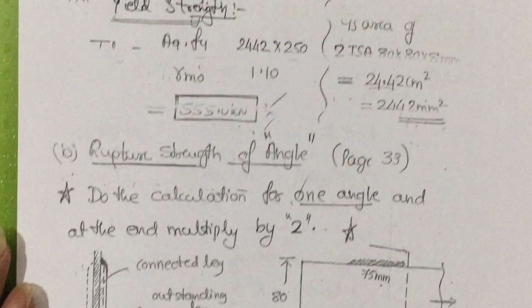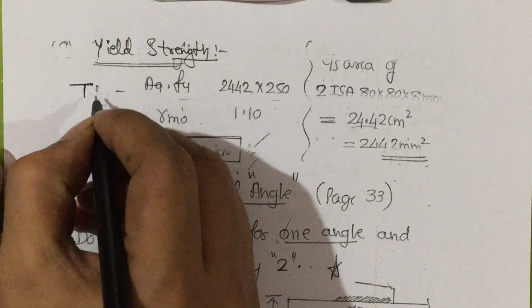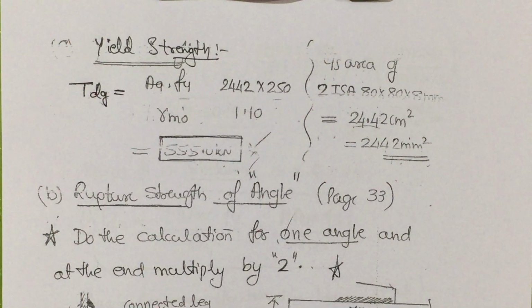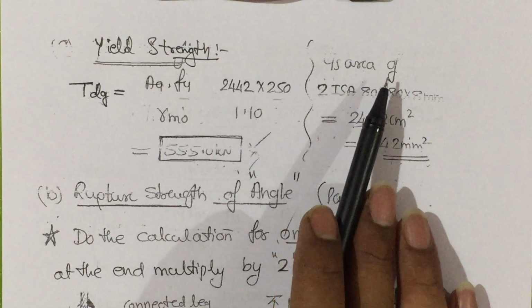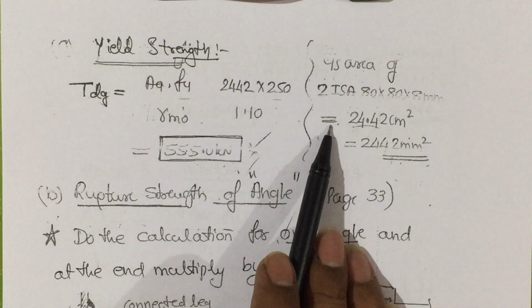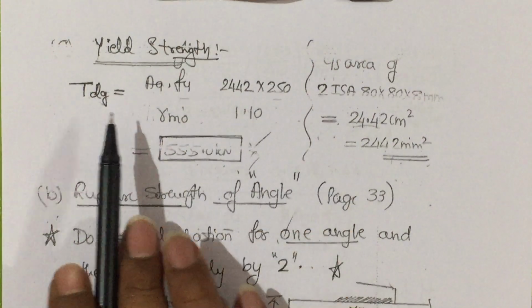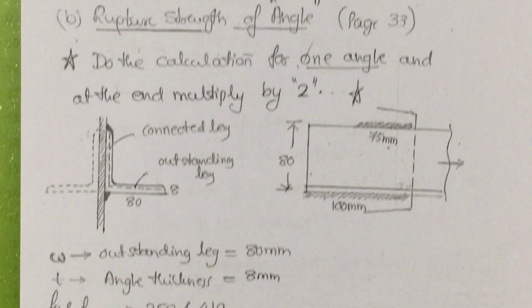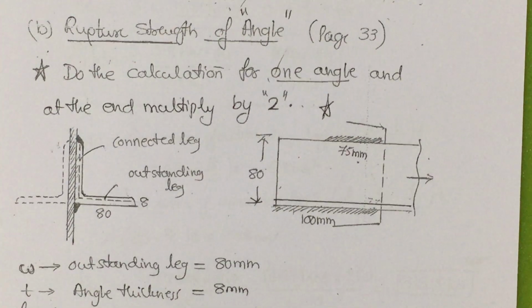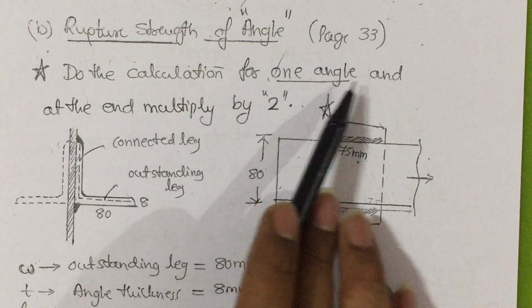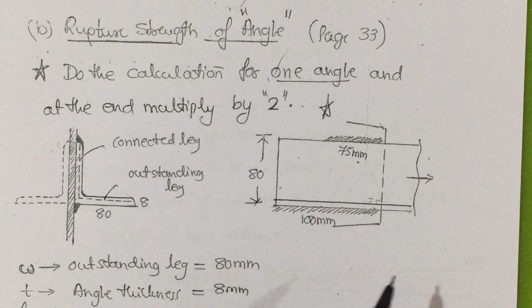First step, calculate the yield strength, that is TDG. Before going to that, for the given section 2 ISA 80 by 80 by 8 mm, note down the cross sectional area from the steel table. Then first step, calculate the yield strength TDG, then rupture strength. Here do the calculation for one angle and at the end multiply by 2.